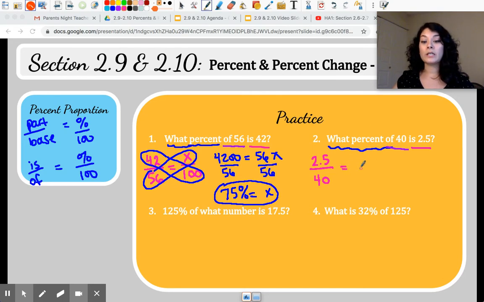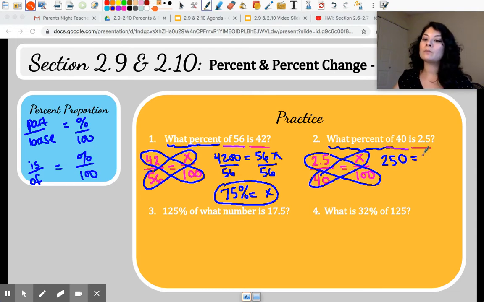And the percent is what I don't know. What percent? That's what I'm looking for. So that's my variable, and it's over 100. And I can just cross multiply and solve again. One of my products is going to contain 2.5 times 100, or 250. The other cross product is going to contain 40 times x, or 40x.